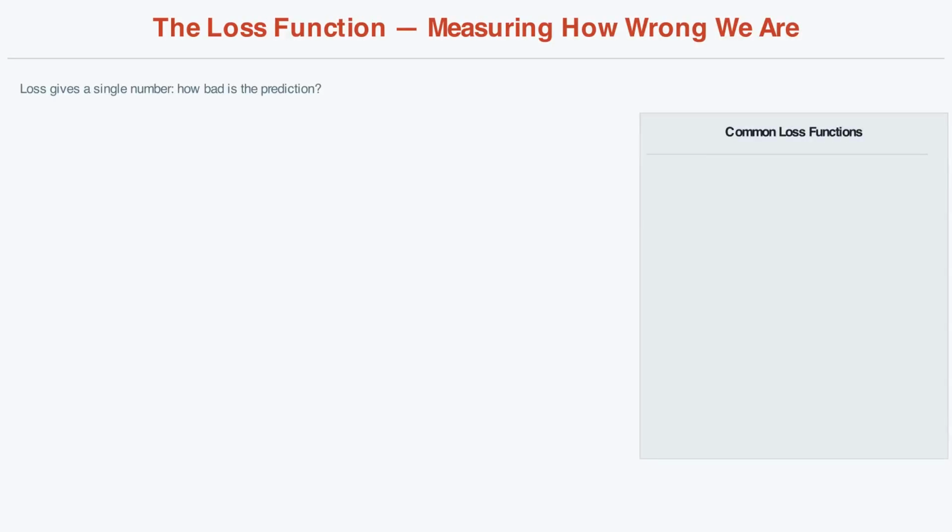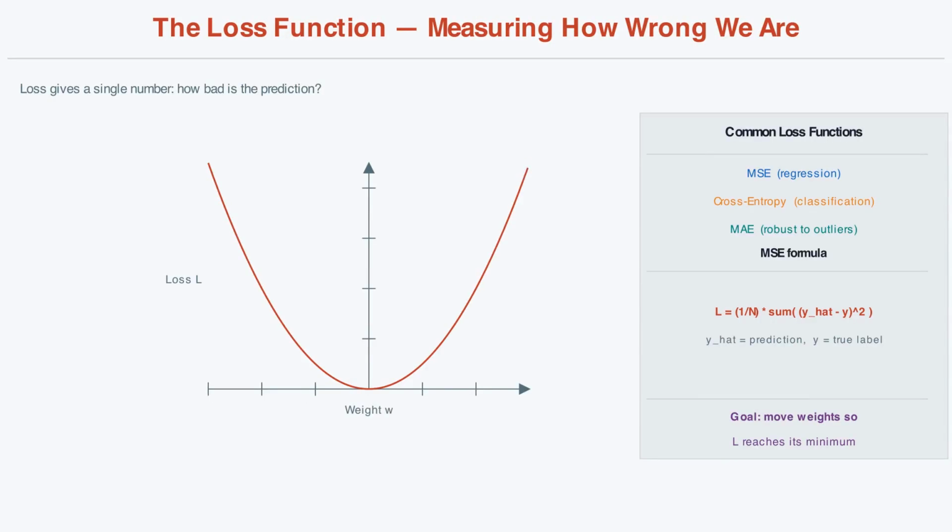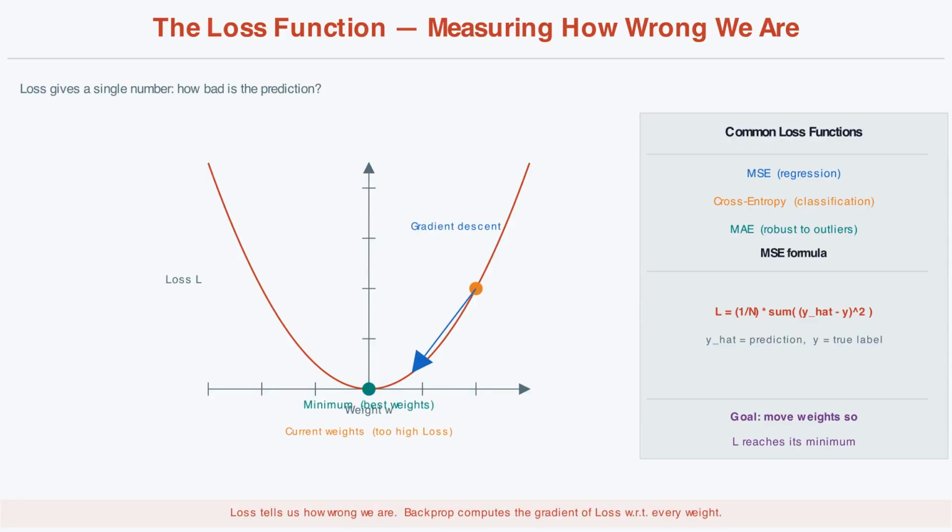Before we can update weights, we need to measure how wrong we are. That is the job of the loss function. The loss gives us a single number, the higher it is, the worse our predictions. For regression, we use mean squared error, the average of squared differences between predicted and true values. For classification, we use cross-entropy loss. Think of the loss as a bowl-shaped surface. Our weights are a point on that surface. Our goal is to find the lowest point of the bowl. Backpropagation tells us which direction to step to get there.